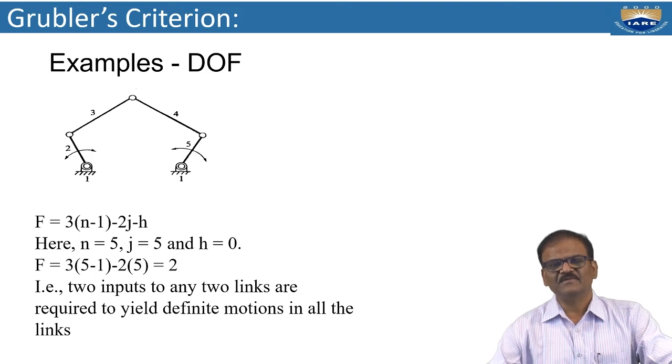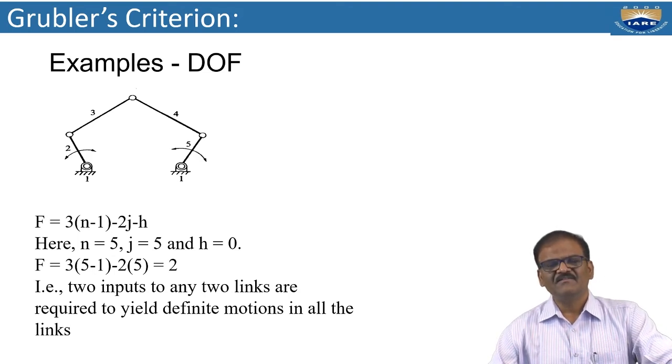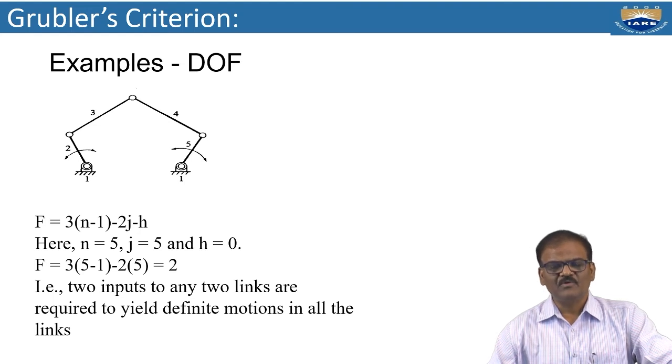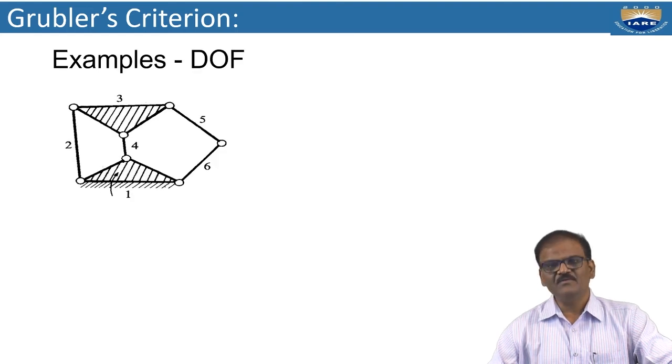And for further examples, if you consider a 5 link mechanism, the number of links is 5, j is equal to 5, h is equal to 10. Here, if you consider 12 minus 10, that is 2, so 2 inputs to any two links are required to yield definite motion in all the links. That is, to get a unique output, two links should get two unique inputs to get one input which is regulated or coordinated.